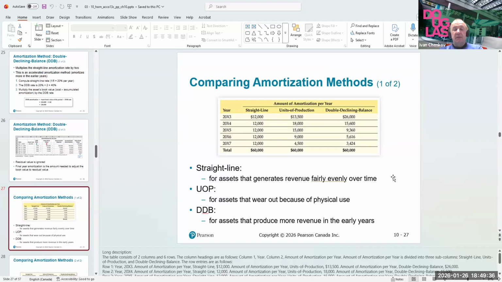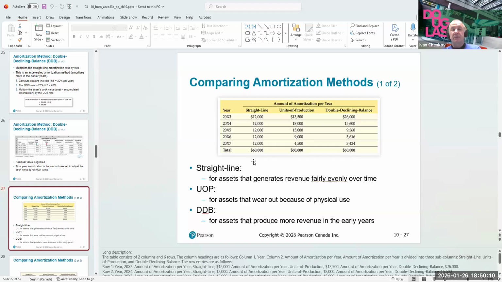Which method for what purpose can we use? I mean, it depends on the asset, depends on the industry, depends on your personal choice. Straight line method is going to give you the same amount over the life of the asset. Unit of production is going to give you a number which is related to the usage of the asset, direct usage of the asset. And the double declining method is going to give you a very high amortization at the beginning of the life of the asset and slowly, slowly, slowly decreasing.